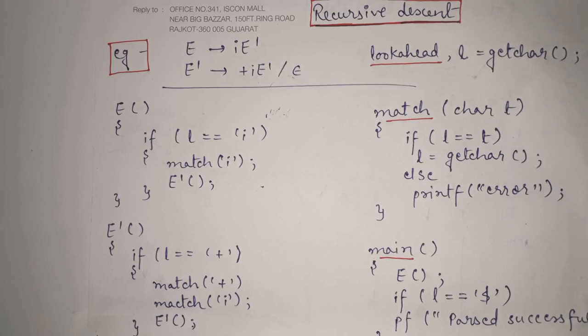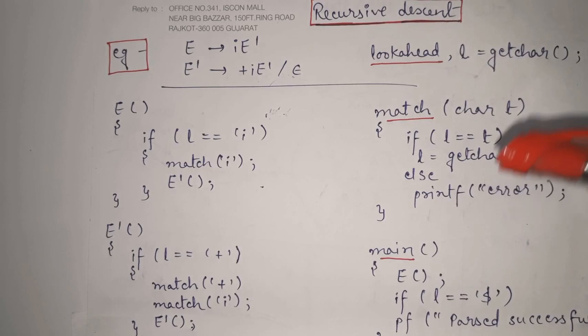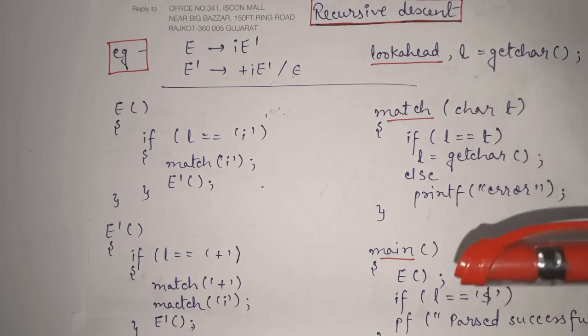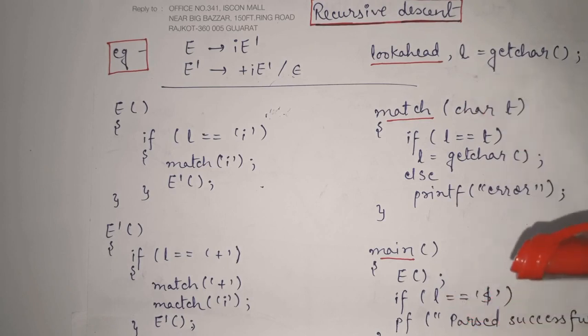So let's get started. In this video we are going to see one topic of compiler design. If you have seen my previous video of compiler design, you must know that we have already started learning about different types of parsers. We have seen the different categories of parsers like top-down parsers, bottom-up parsers and all, and we have seen just the introduction about them.